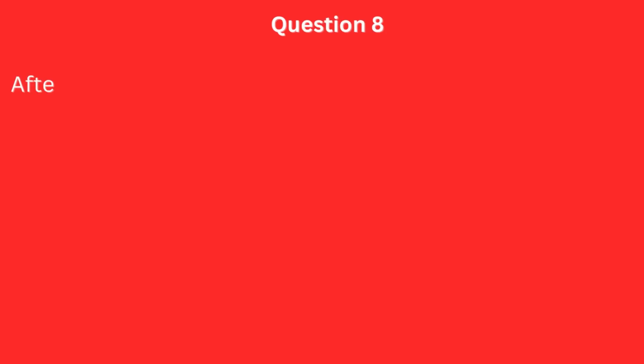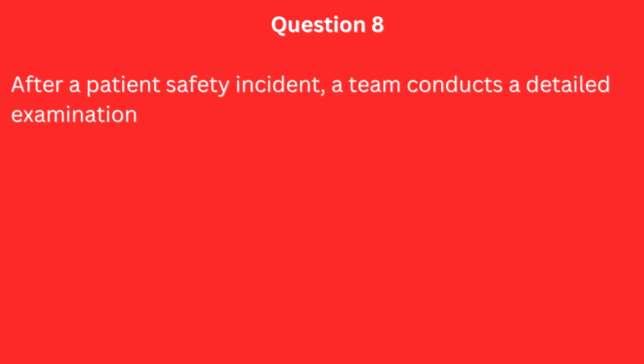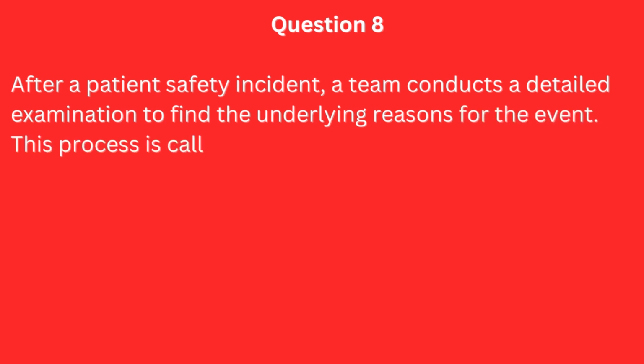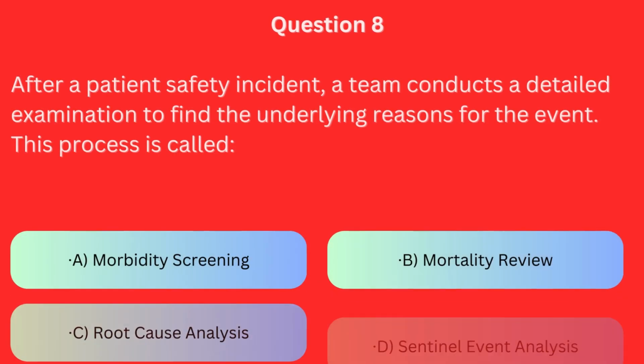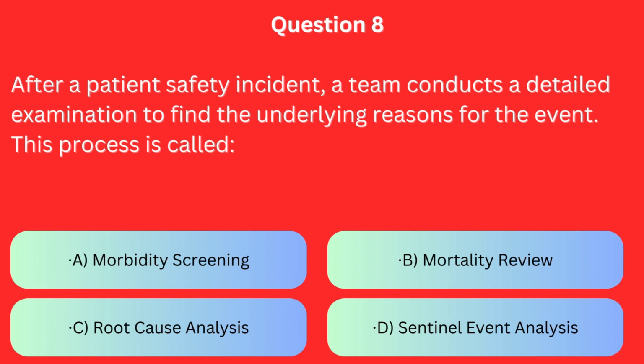Question 8. After a patient safety incident, a team conducts a detailed examination to find the underlying reasons for the event. This process is called A. Morbidity screening, B. Mortality review, C. Root cause analysis, D. Sentinel event analysis. The correct answer is C. So root cause analysis is a structured retrospective analysis to identify the true causes of an event or situation, as in this scenario.